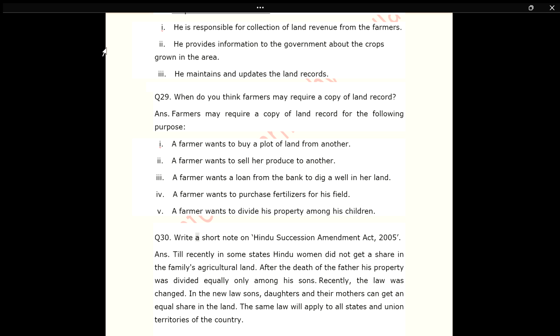Q30. Write a short note on Hindu Succession Amendment Act, 2005. Ans. Till recently in some states Hindu women did not get a share in the family's agricultural land. After the death of the father, his property was divided equally only among his sons. Recently, the law was changed. In the new law, sons, daughters and their mothers can get an equal share in the land. The same law will apply to all states and union territories of the country.